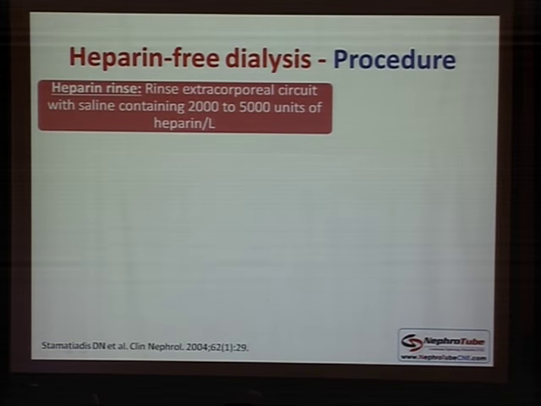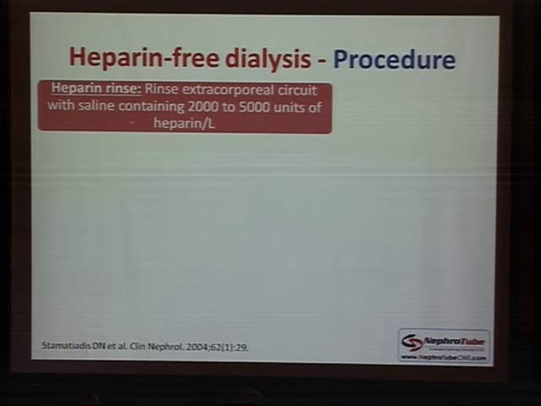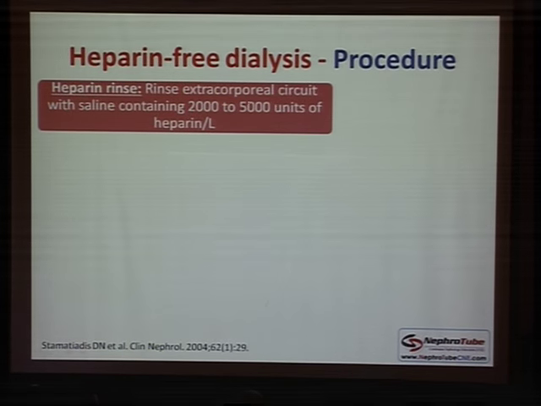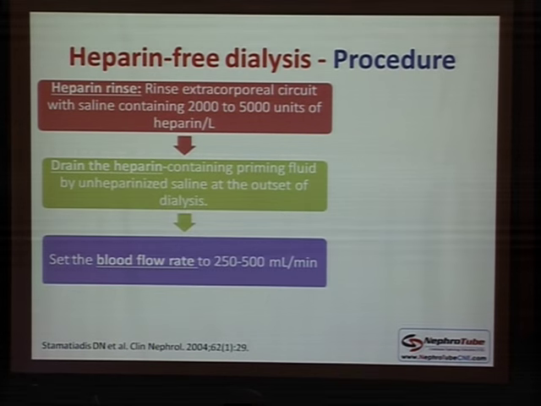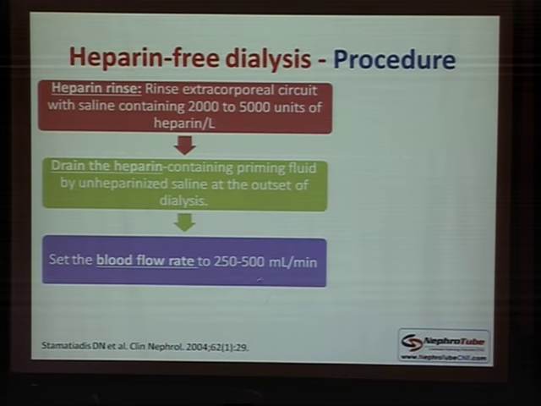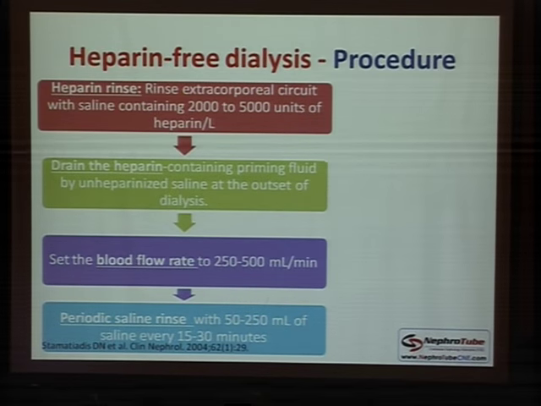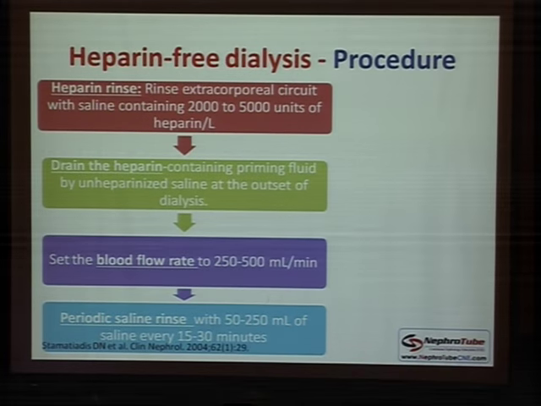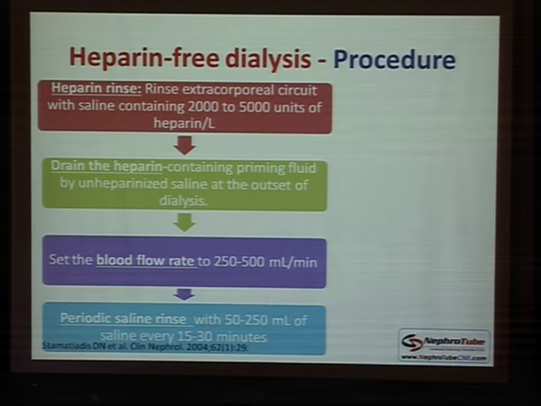How to use this method? Start with a heparin rinse. Rinse the extracorporeal circuit with saline containing 2,000 to 5,000 units of heparin. Then drain the heparin-containing priming fluid out of the dialysis machine and replace it with unheparinized saline. Then set the blood flow rate at 250 to 500 ml per minute. And do periodic washing of the hemodialysis filter and the machine during the dialysis session with about 50 to 250 ml saline every 15 to 30 minutes.